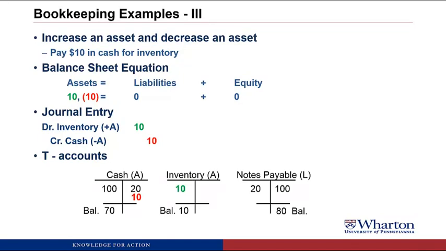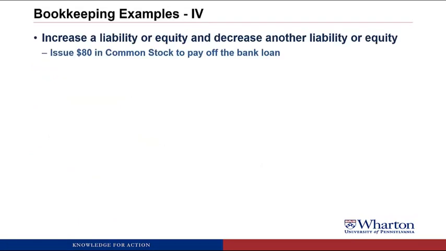We would put an inventory T account with a debit balance of 10. If we drew lines and added up the balances, we've got 70 in cash and 10 in inventory on the left-hand side, so that's 80 of assets. We have 80 of liabilities in the notes payable, no stockholders' equity, our balance sheet balances, and our debits equal our credits. Final example, we're going to increase a liability or equity and then decrease another liability or equity. So in this case, we're going to issue $80 in common stock to pay off the bank loan. So the 2 accounts are common stock and notes payable.